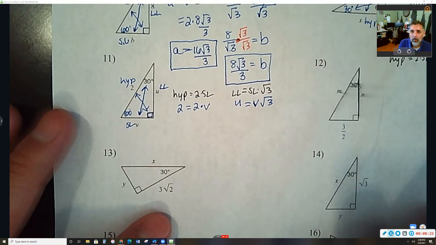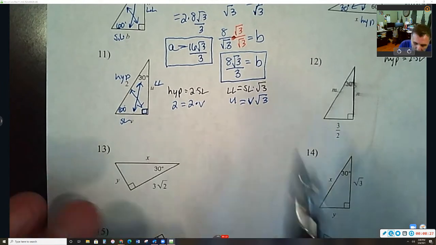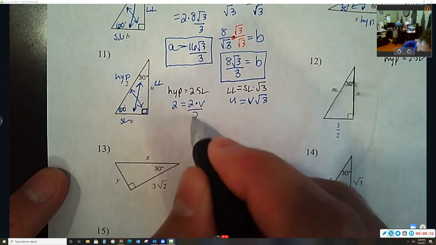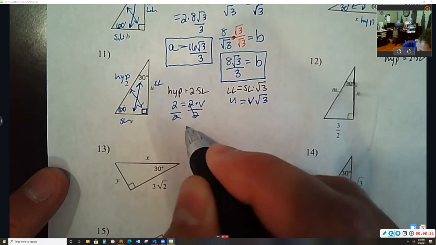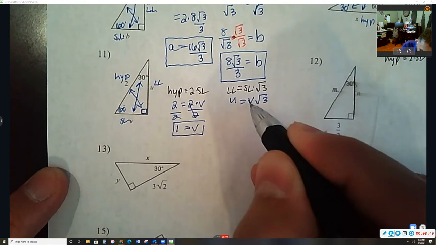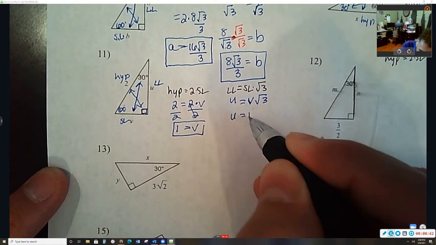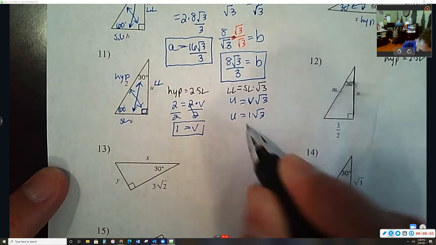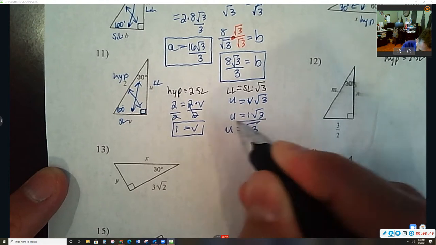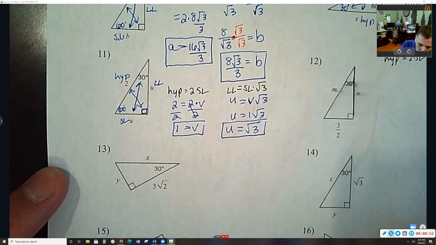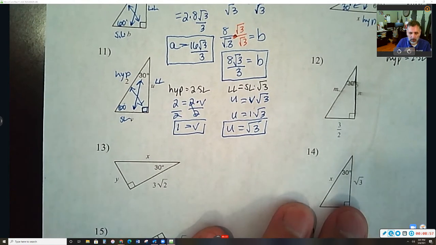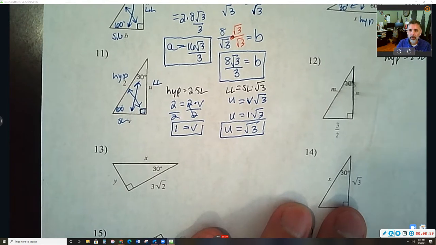Again, I knew these were getting easy because this one is easy. V is 1. How do I know it's 1? Because if I divide both sides by 2, I get V is 1. And then V is 1. I put that there. And what's 1 times the square root of 3? Well, that's just the square root of 3. Okay? Easy. Maybe I should have put the first 3 at the bottom. But anyway, let's move on.